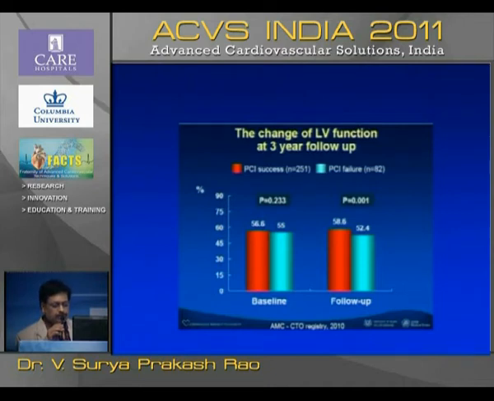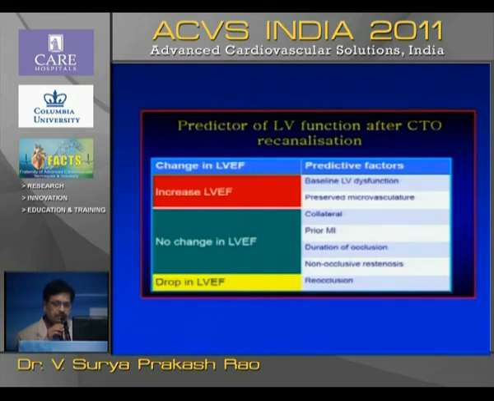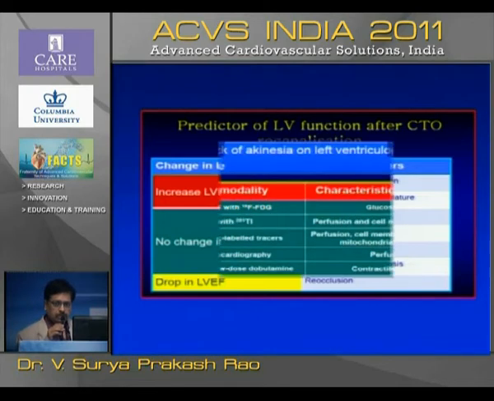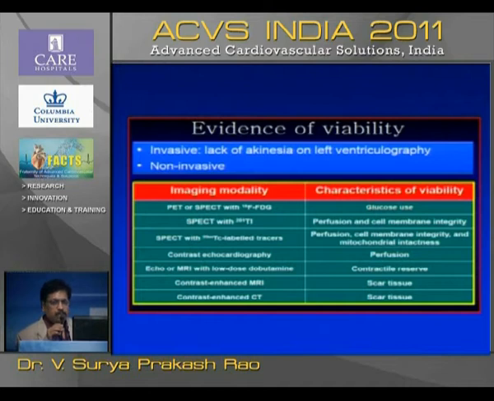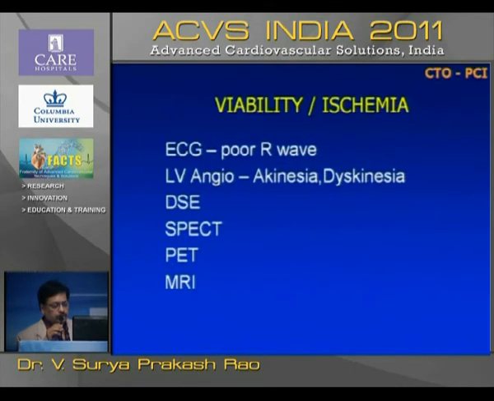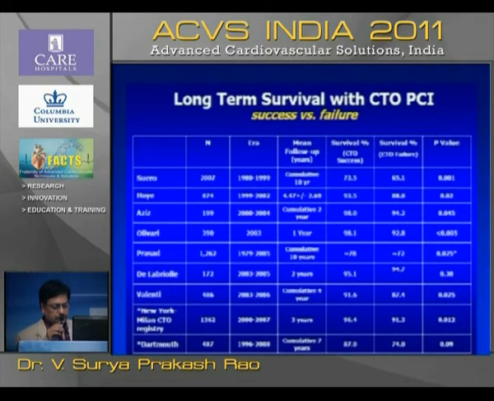Also, the predictor of LV function improvement is based on the baseline LV dysfunction and the distal microvasculature. This is very important. There are occasions where, after re-occlusion, the LV function has fallen. So evidence of viability has to be seen, there is no doubt. When the patient is very symptomatic with a large vessel, we open it. Otherwise, we check viability. But the most important, we have seen, is the cardiac MRI. I definitely express my thanks to some colleagues at the care hospital who regularly send patients there for the cardiac MRI. They have given very excellent reports, we have done the CTOs, and patients are doing very well. The simple test is the ECG, poor R wave in the ECG, and sometimes we use the dobutamine test also. And for long-term survival with CTO PCI, a lot of series are there, success versus failure.